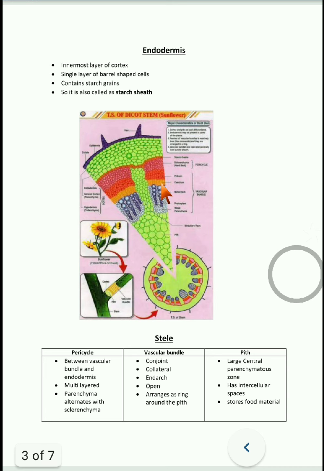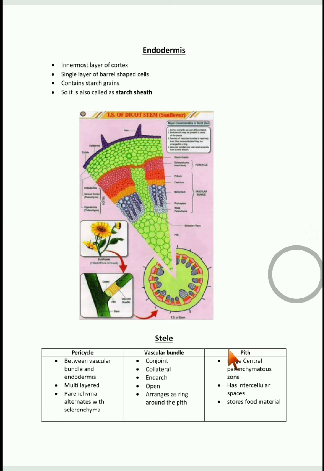So we are learning about a TS of dicot stem. Remember all those dicot plants, that is mango tree and all other trees. Dicot trees, or even the rose plant, are somewhat thick in nature, and that is because of the presence of this cambium. So the vascular bundle is arranged as a ring around the pith. You can see these are the vascular bundles. So the center one is pith and the vascular bundles are arranged around the pith like a ring.